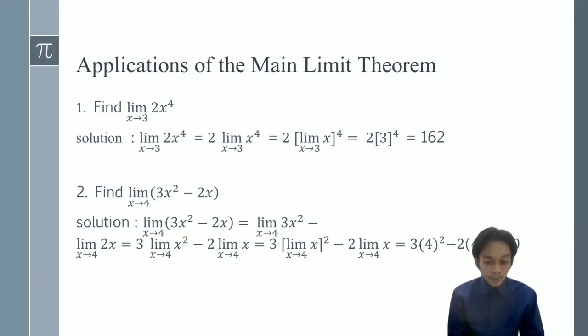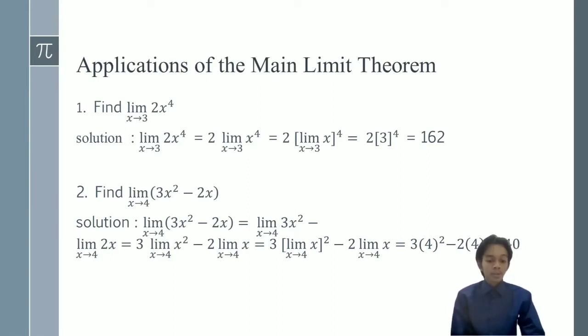To solve this problem, we can use theorem number 3 to get 2 times the limit of x to the power of 4 as x approaches 3. And next we can use theorem number 8 to get 2 times the limit of x as x approaches 3, to the power of 4, and then we can substitute x equals 3, and we will get the solution, 162.